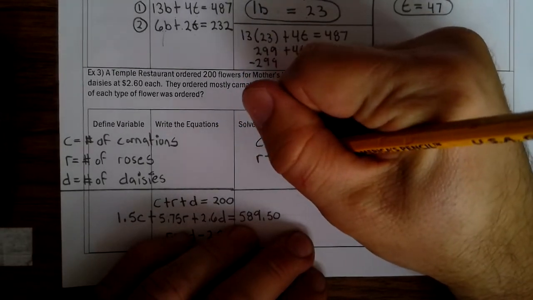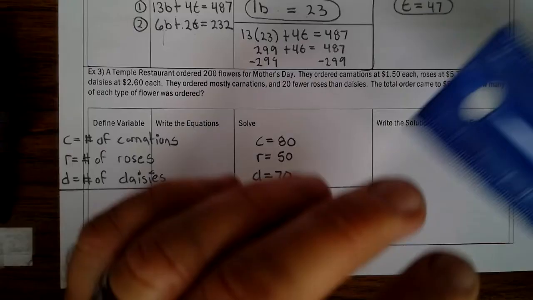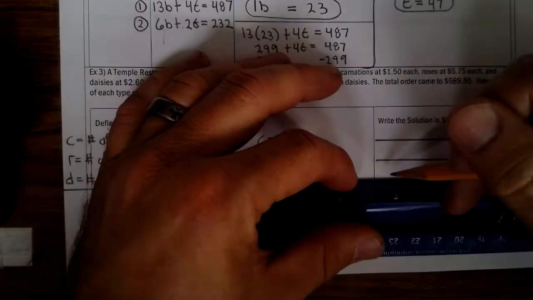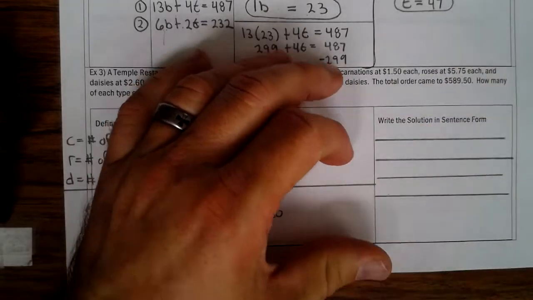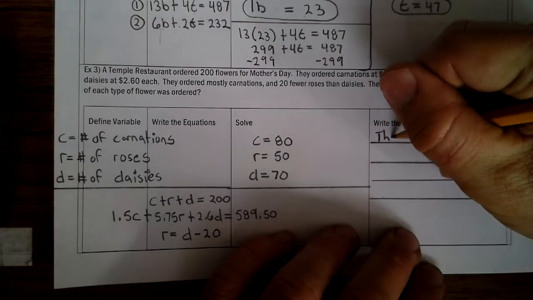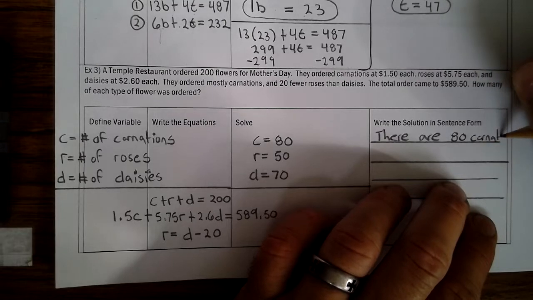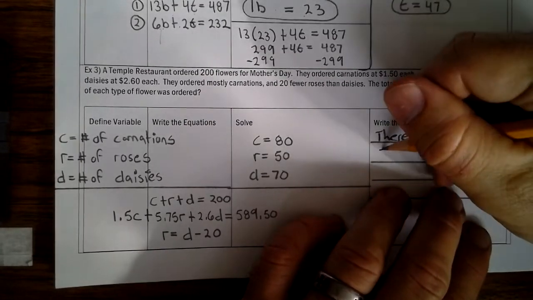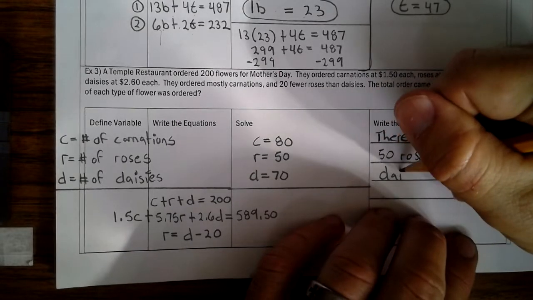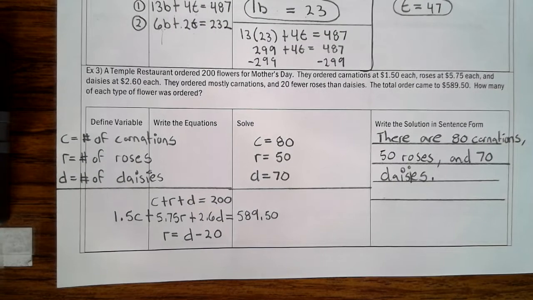Okay, so we write our solution in sentence form. All right, so we would say there are 80 carnations, 50 roses, and 70 daisies that were ordered. There we go. All right, so finish up example 3.